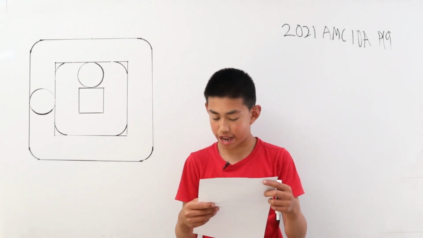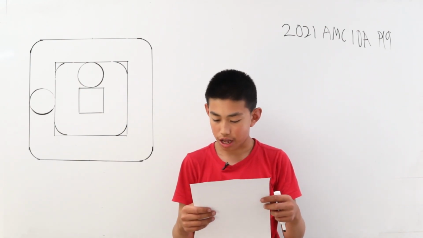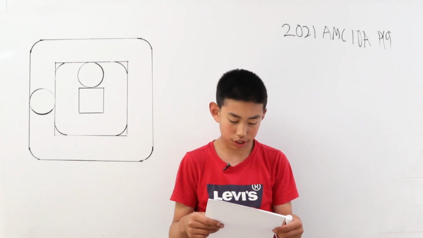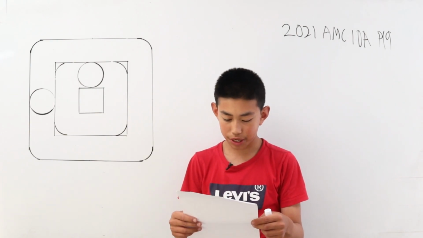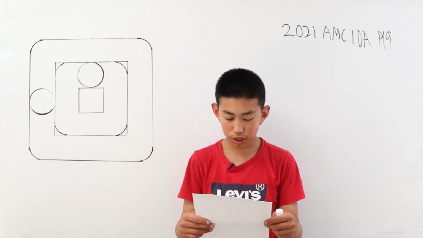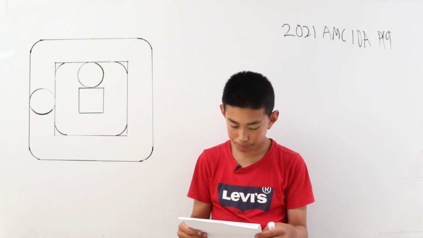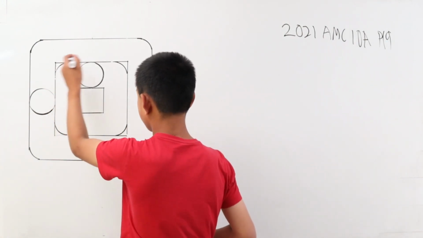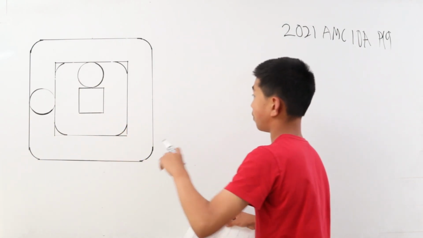The value of S can be written as (A plus B pi) over C, where A, B, and C are positive integers, and B and C are relatively prime. What is A plus B plus C? So this is what it's going to look like. This is the square they're talking about with a side length of S.